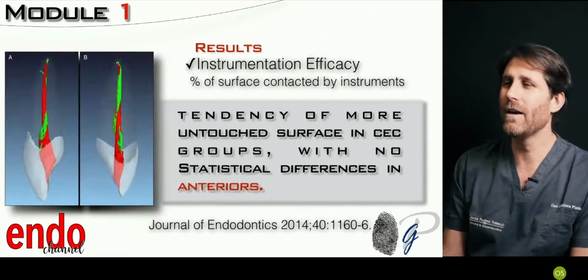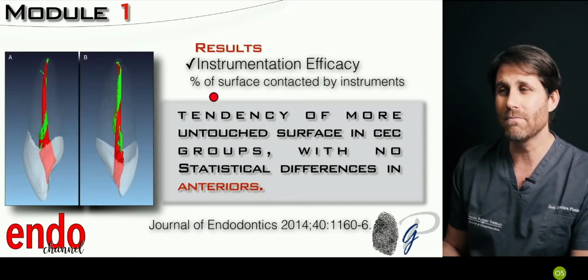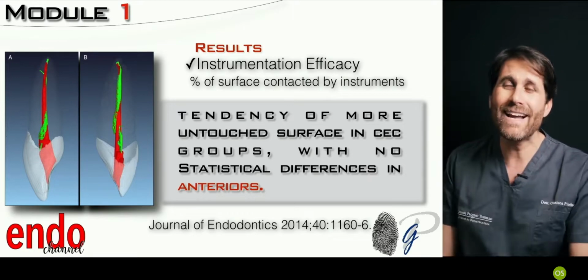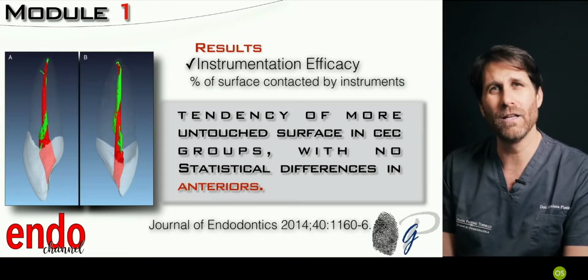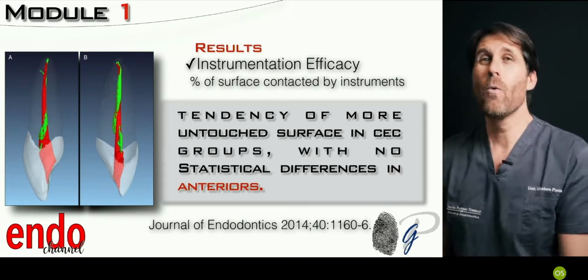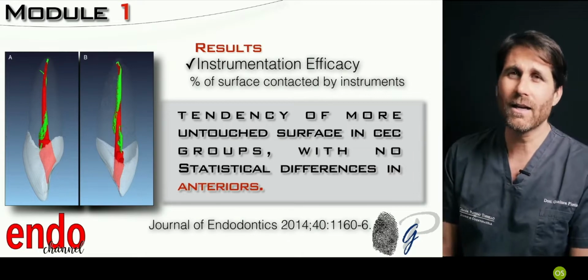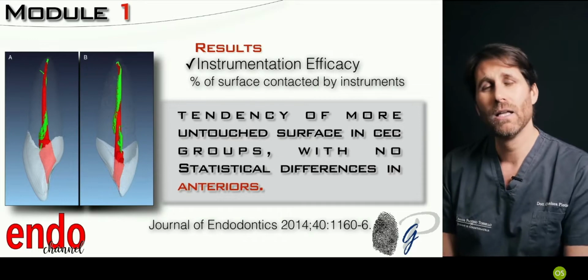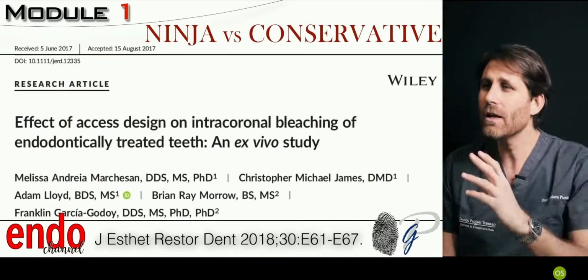In anterior teeth, there is the tendency of more untouched surfaces inside the root canal with a small access, with no statistical differences in anteriors. So, in the anteriors, we do not have a very big advantage opening a very small access cavity in terms of fracture strength of the tooth, while we can increase the difficulties to remove the pulp contents, the intracanal contents, because of the smaller access.